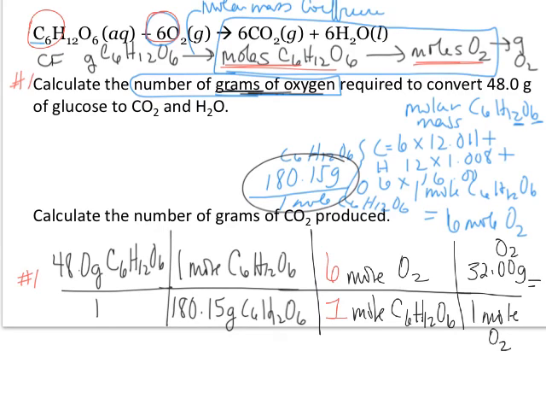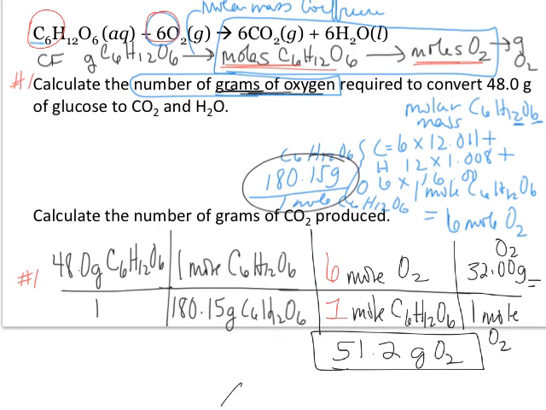So when we plug this in our calculators, we plug in 48.0 divided by 180.15 times 6 times 36. 36? Ooh. That means, it's 32. 16, 32. So let's see what that is. 48 divided by 180.15 times 6 times 32. And your answer should be 51.2 grams of oxygen. Okay?